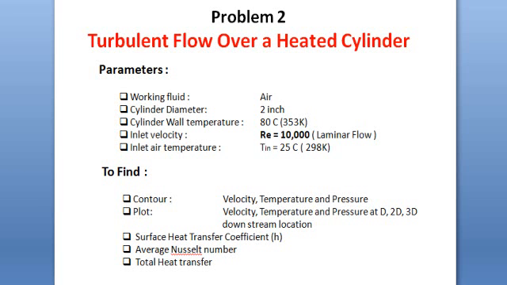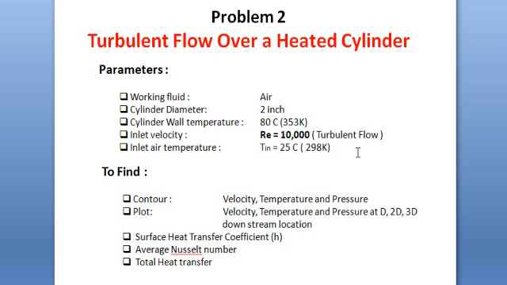The parameter that dictates whether the flow is laminar or turbulent is the Reynolds number. For external flow, the Reynolds number for laminar flow and the Reynolds number for turbulent flow is different. In the previous problem, for laminar flow we had Reynolds number 100. Now we have a Reynolds number of 10,000, and based on that we will try to model our problem.